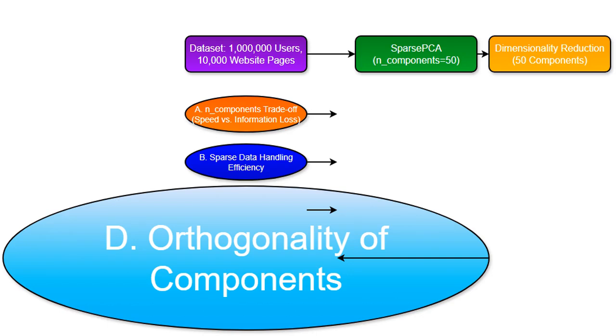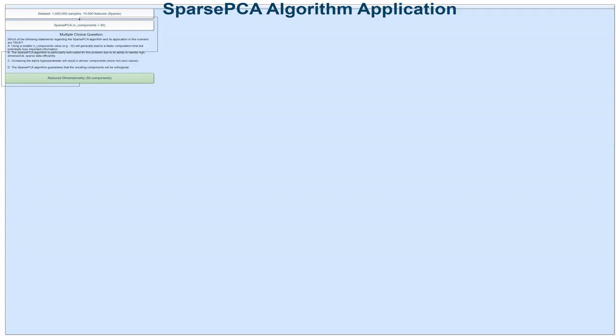Standard PCA makes sure components are mathematically independent, orthogonal. SparsePCA, however, prioritizes sparsity over strict orthogonality, but that's okay. I'm using SparsePCA, a PCA algorithm designed for sparse data, to reduce the dimensions of a large dataset. This is perfect for my user interaction data because it is very sparse.